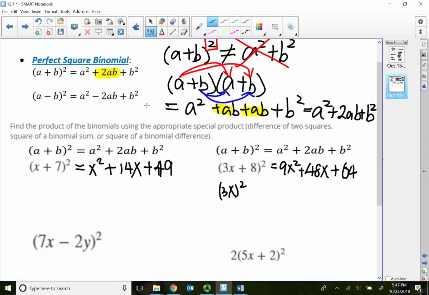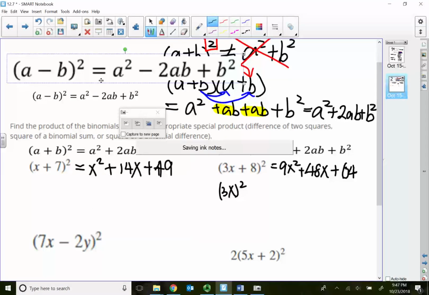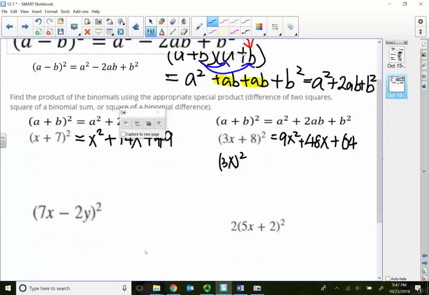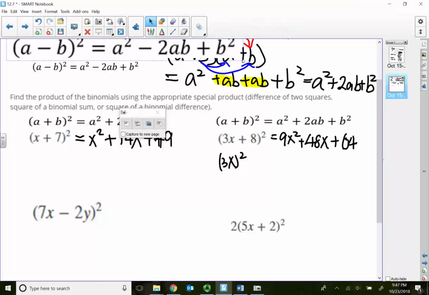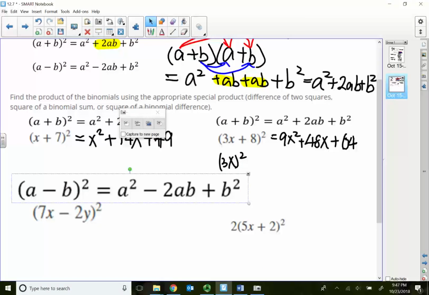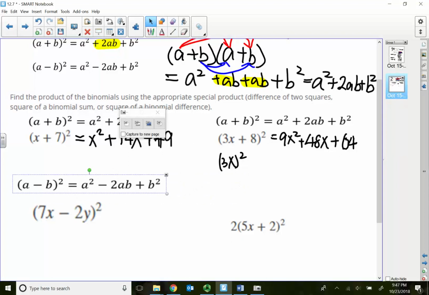So normally x comes before y, so if that's the case, that means the x squared term has got to be up front. The y squared term has got to be on the back. All right, so let's see if I can bring this down real quick. So let's take a look.